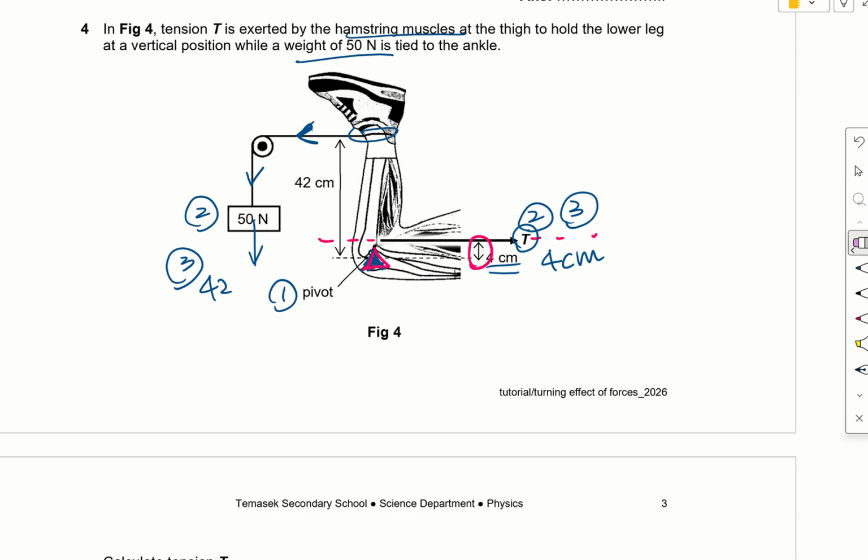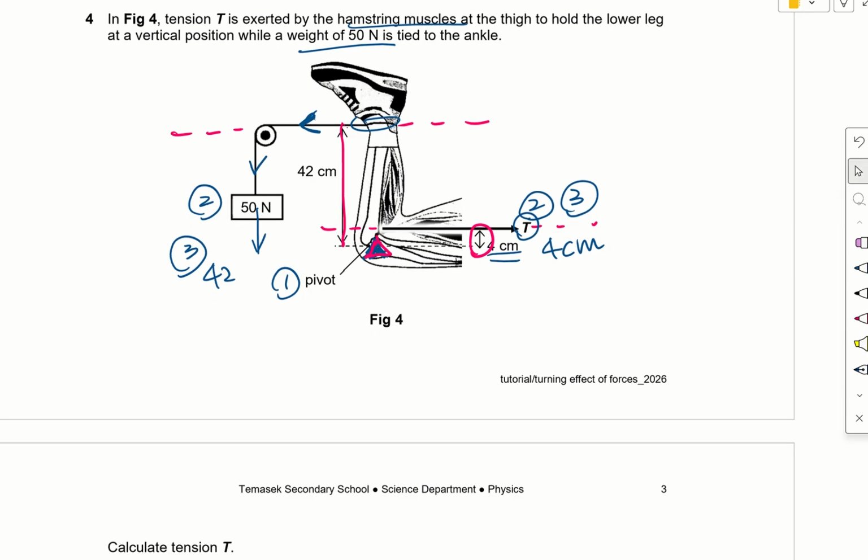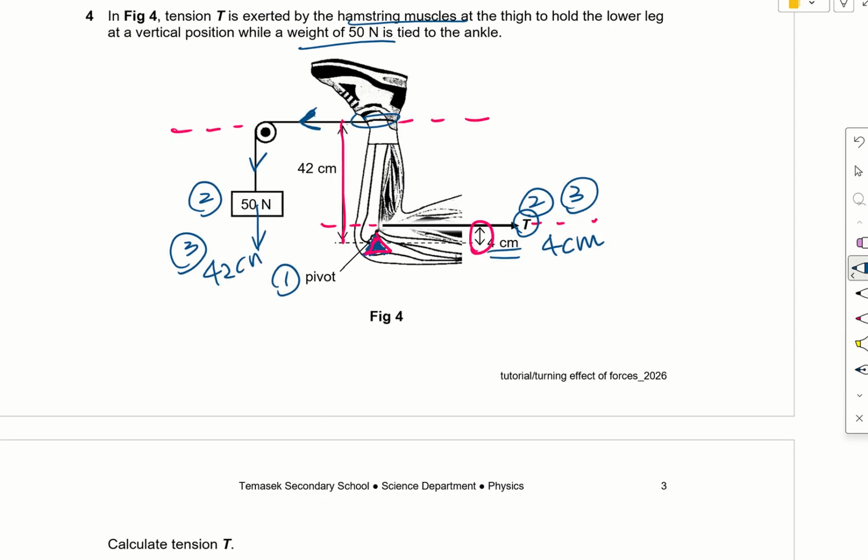Okay. So let me draw my line of action of this force. We see that it goes down all the way to where the pivot is. Yes. So it's actually 42 cm. Then step 4, we calculate the moment, which is T multiplied by 4. For the 50 Newton, the moment will be 50 multiplied by 42. And again, we make sure that the units correspond to each other.